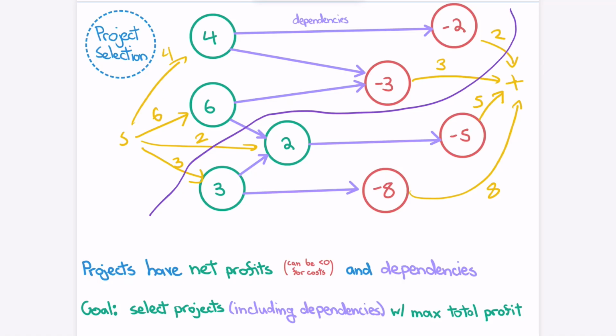Yes, I shouldn't have 6 to 2 across the cut, because if I take 6, I have to take 2. So let's make it really expensive to do that. How expensive should we make it? Yeah, $1 trillion. Okay, so we'll make this positive infinity. That means any finite ST cut will never violate a dependency.